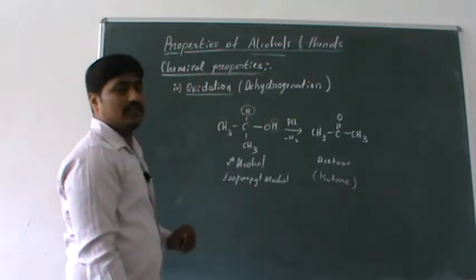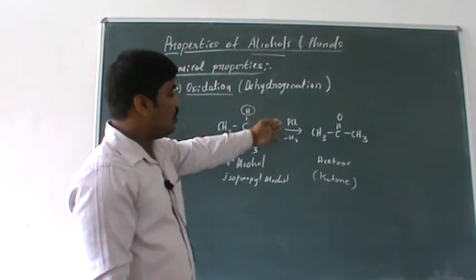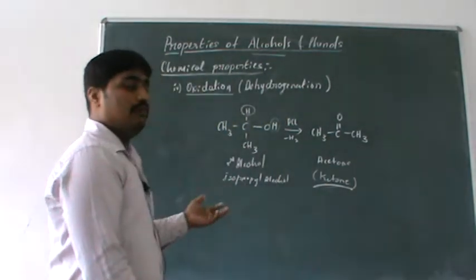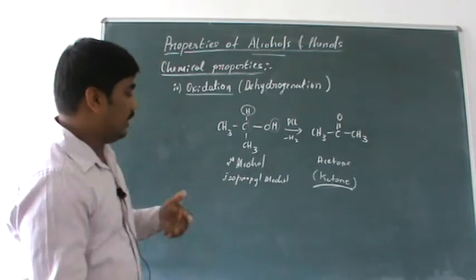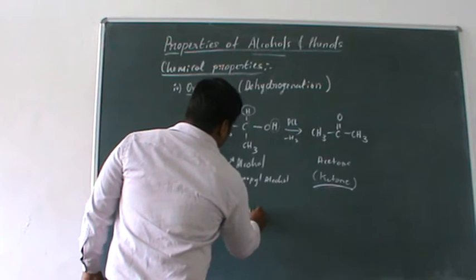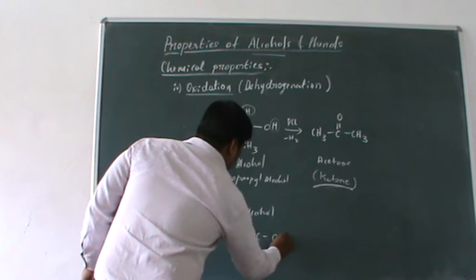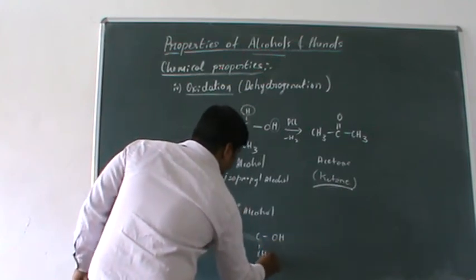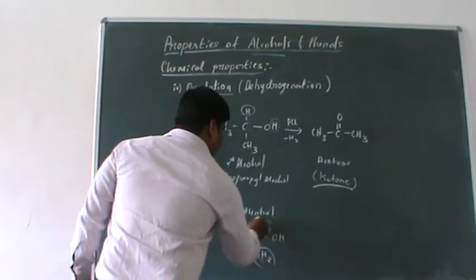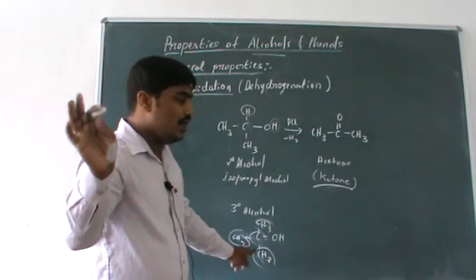What is the conclusion of this reaction? Suppose the secondary alcohol undergoes oxidation, it gives the corresponding ketones. Primary alcohol gives aldehyde, secondary alcohol gives ketone. In the case of tertiary alcohol, what is the difference observed? CH3, CH3, CH3. There is no hydrogen. Please observe, on the tertiary carbon, there is no hydrogen.